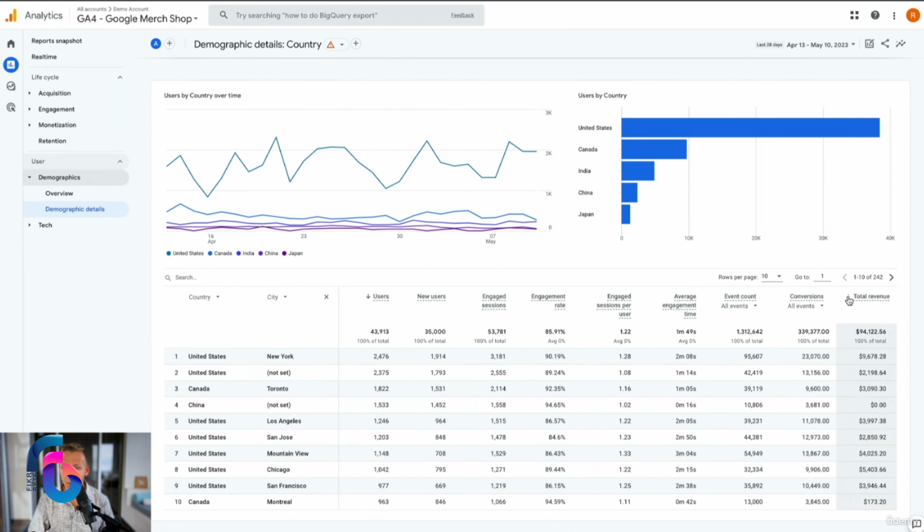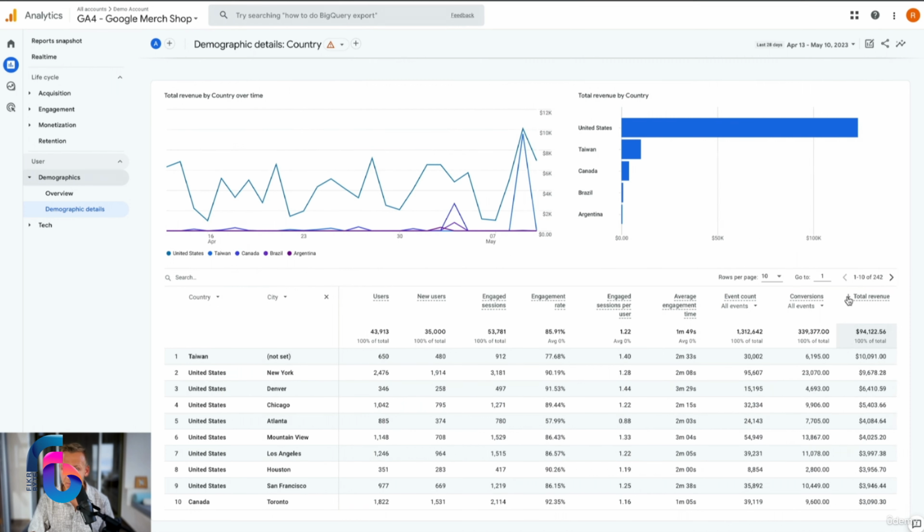Also, if you want to have them arranged by total revenue, you can click here and you can see which are doing the most, and then click again. And you can see that the most is actually coming from Taiwan, but that's also because the city is not set. So these are getting segmented better. So it's probably doing a lot better in the US overall. And these are just grouping all the cities in Taiwan together.